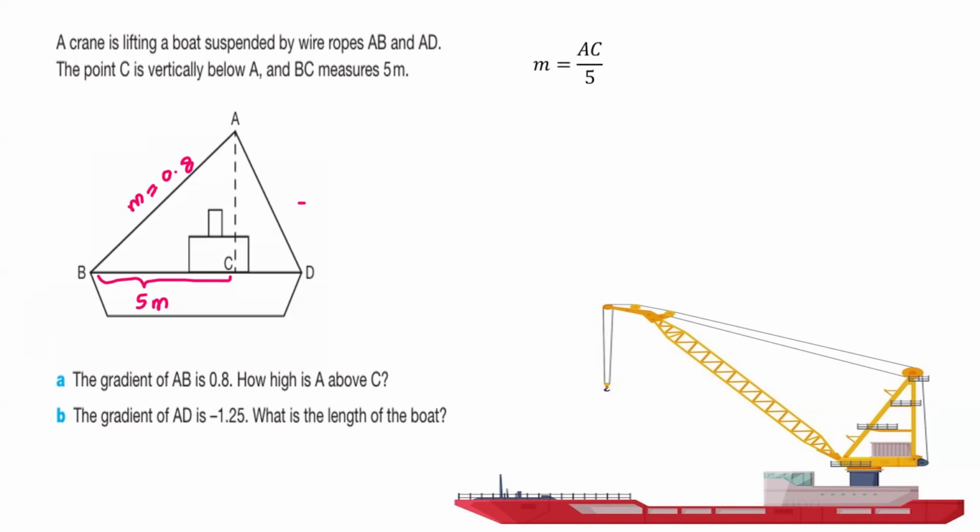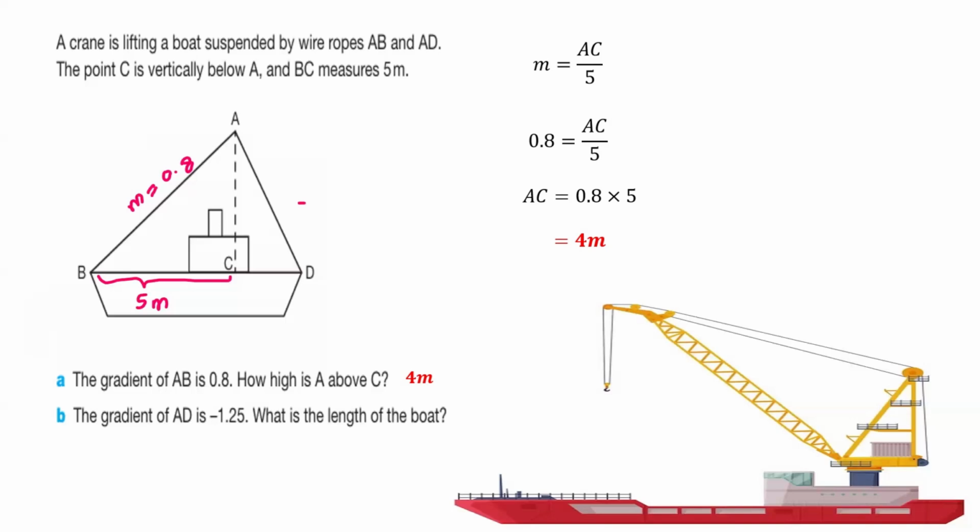Okay. So let's see. The gradient is AC over 5. When you think about ABC as a triangle, you can have that. Now substitute: the gradient is 0.8, the AC we need to find out, and the base is given as 5. When you rearrange and solve, you will get the answer as 4 meters, which is the height of AC. So the answer for the first one is 4 meters.